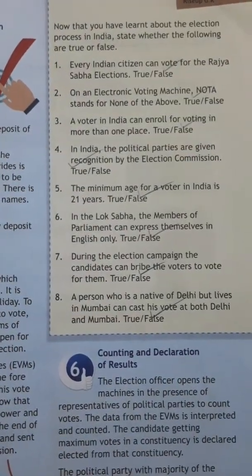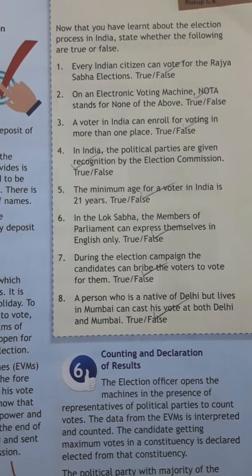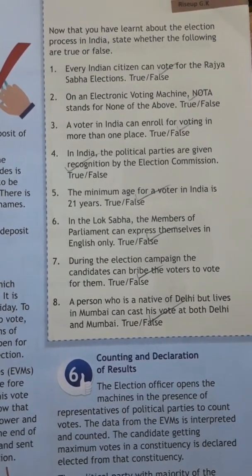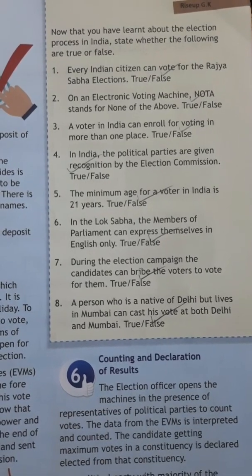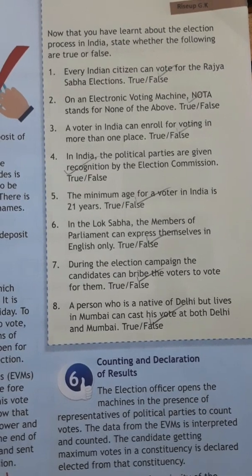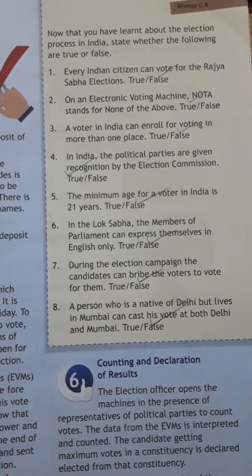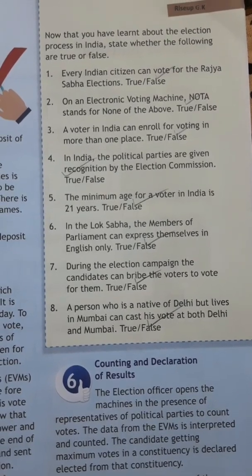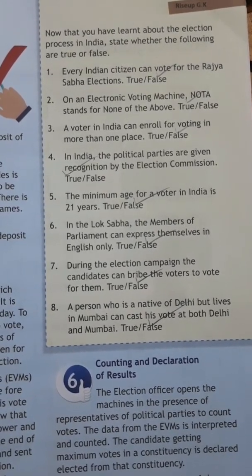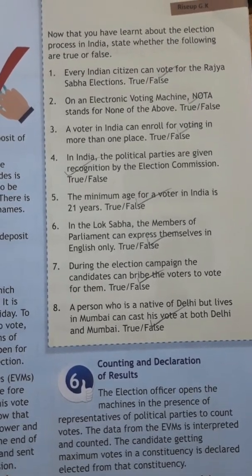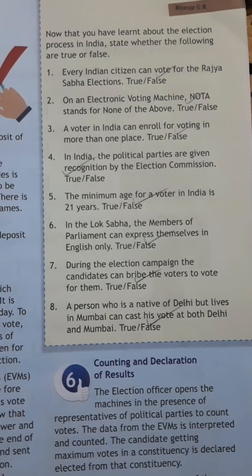President of India. There are some questions. Every Indian citizen can vote for the Rajya Sabha election. That is false. On the electronic voting machine, NOTA stands for none of the above. That is true. A voter in India can enroll for voting in more than one place. That is false. In India, the political parties are given recognition by the Election Commission. That is true. The minimum age for the voter in India is 21 years. That is false, because the answer is 25.